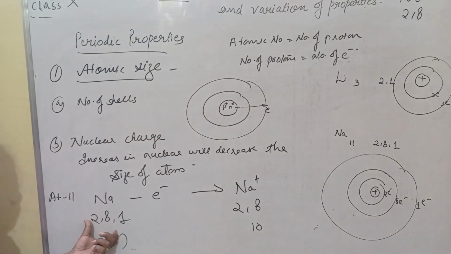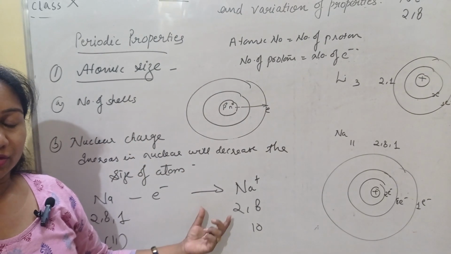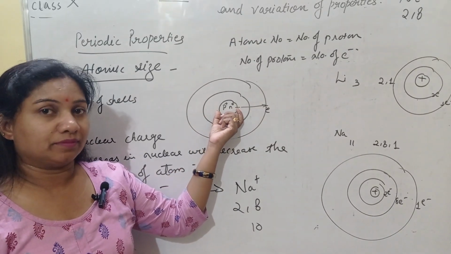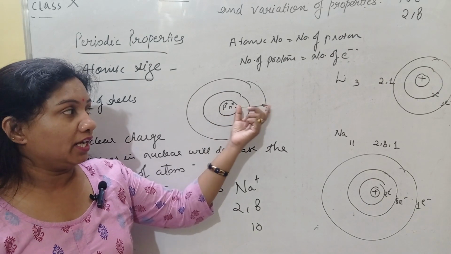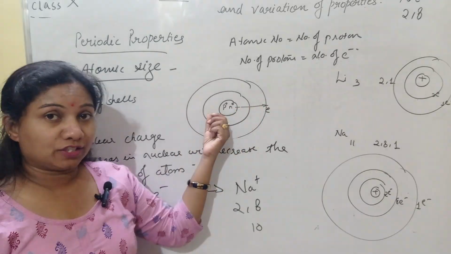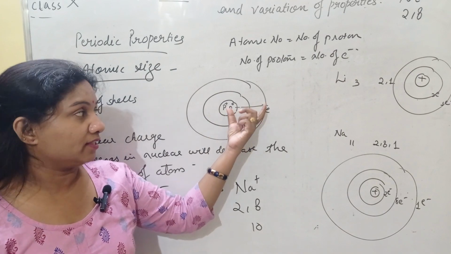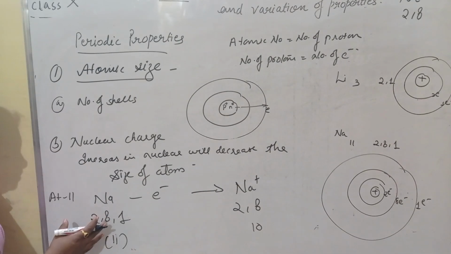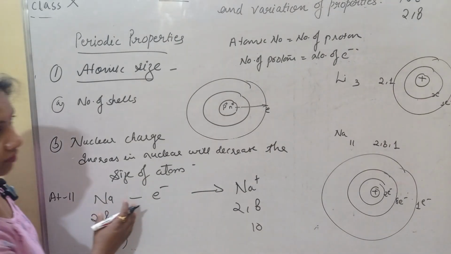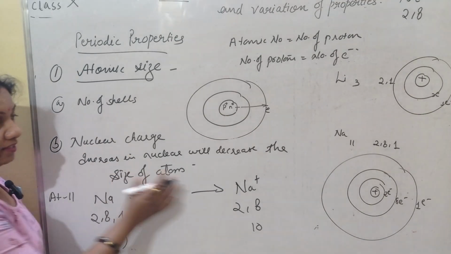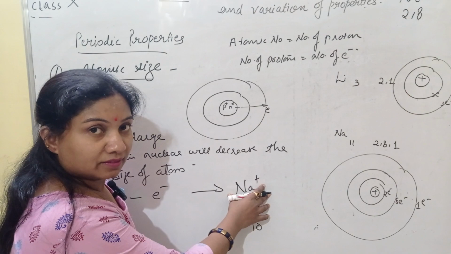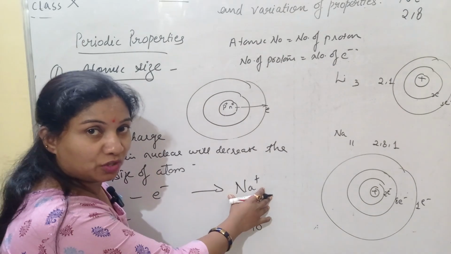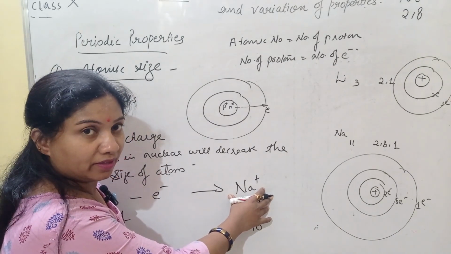So the number of protons exceeds the number of electrons. This nuclear charge, because it is more in number as compared to electrons, will exert an attractive pull towards the electrons. So as a result, the size will shrink. Sodium atom is bigger in size as compared to its cation. Clear? Sodium atom will be bigger in size as compared to its positively charged ion, sodium ion.